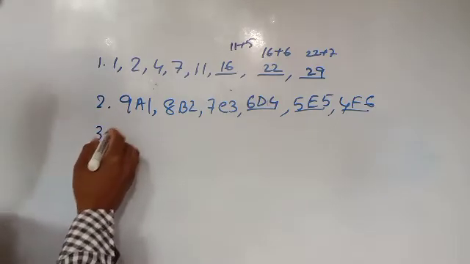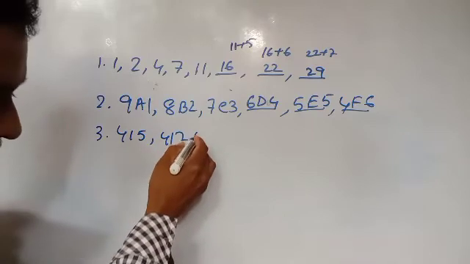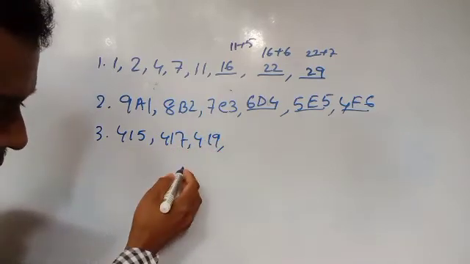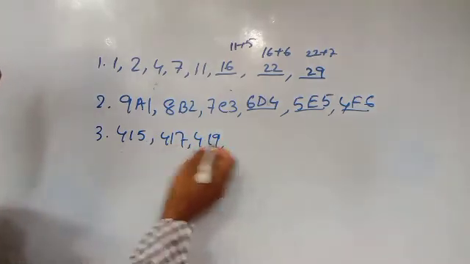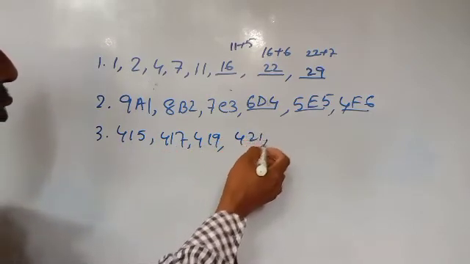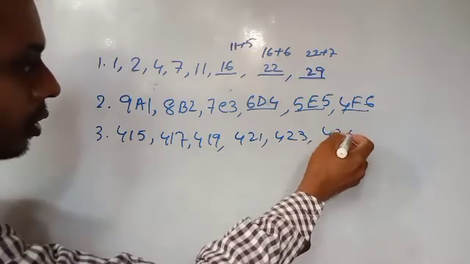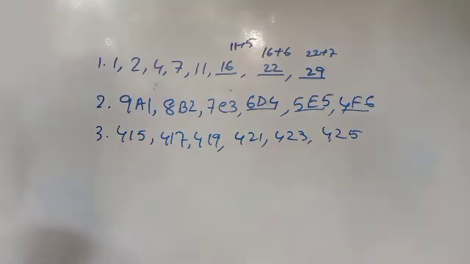Next, number 3: 415, 417, 419. So increasing by 2: 15, 17, 19, then 421, 423, 425. So this way you will get the answer. First of all, you have to see the pattern, which way they have written. Accordingly, you have to find out the last 3 terms. So thank you all the students.